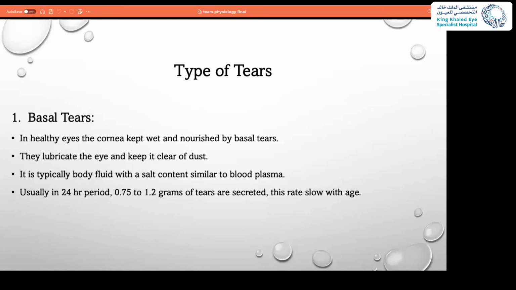Regarding types of tears, we have the basal tears, the most important type. In healthy eyes, the cornea is kept wet and nourished by basal tears. They lubricate the eye and keep it clear of dust. It's typically a body fluid with a salt content similar to blood plasma except for potassium, sodium, and chloride. Usually in a 24 hour period, 0.75 to 1.2 grams of tears are secreted, and this rate usually slows with age.